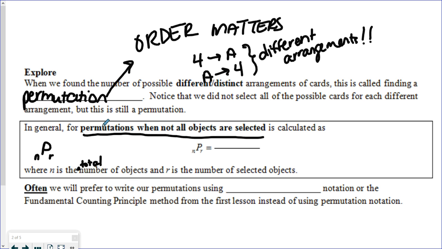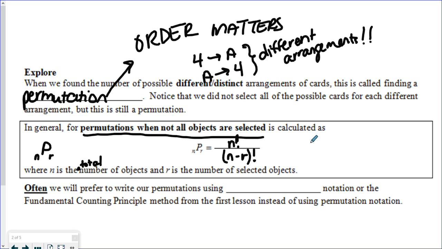We'll talk about combinations a little bit later, but we're really going to focus on permutations for a couple more days. So our general form in the equation is n factorial, whatever our total number of objects is, divided by n minus r factorial.